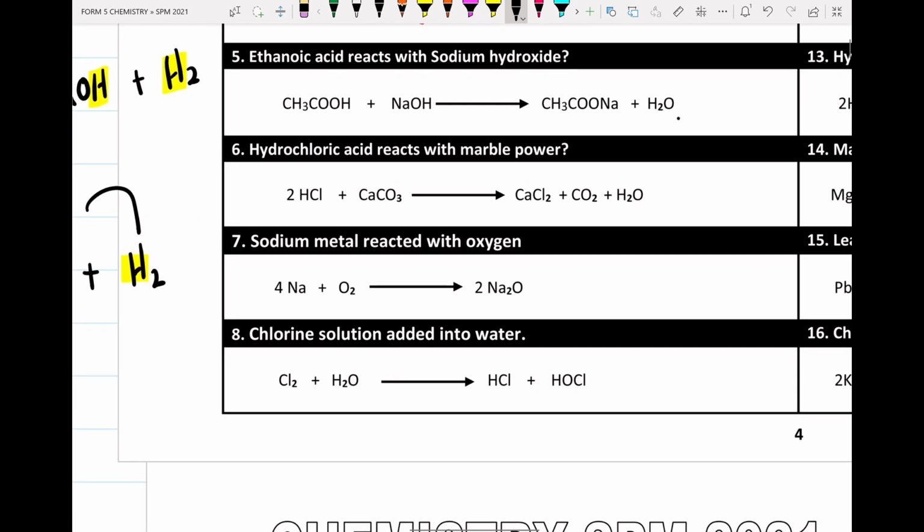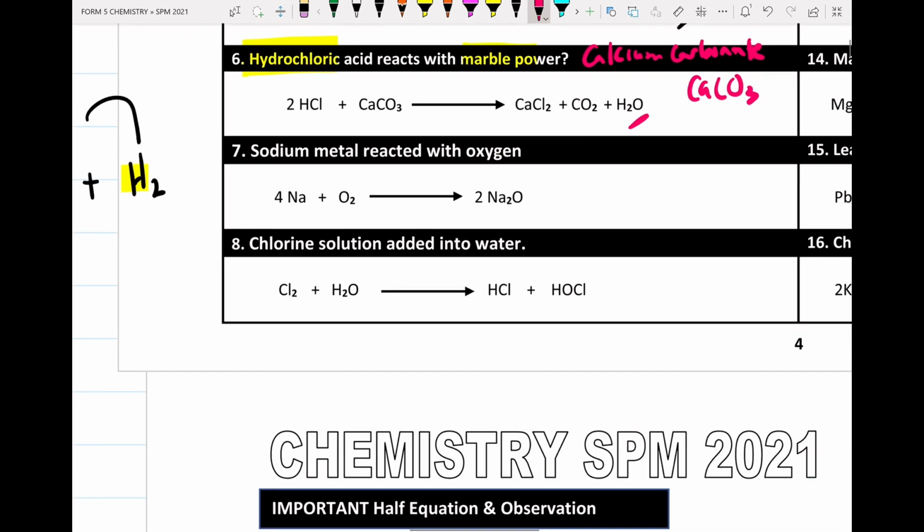All right, so next one, hydrochloric acid reacts with marble. Chemical name for marble, please remember, is calcium carbonate, and the symbol is CaCO3. The equation is given. Okay, sodium reacts with oxygen. Sodium metal Na reacts with oxygen. Please remember we will get sodium oxide.